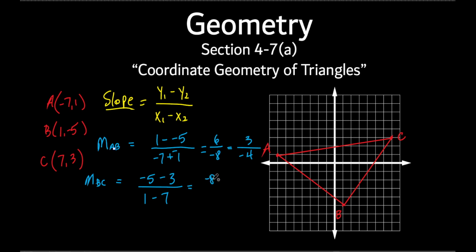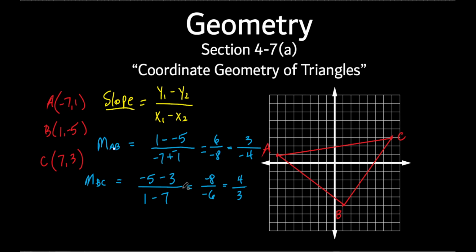What's that? -8 over what? -6. Negative over negative is positive. Let's reduce. 2 goes into that 4 times. 2 goes into that 3 times. So that's the slope of BC. Now, back when we learned about slope, do you remember if two lines were parallel to each other, what was true about their slopes? They were not the same line, but they were the same slope. They were the same slope.